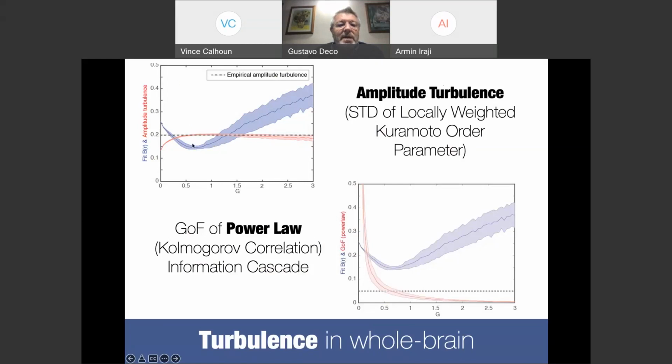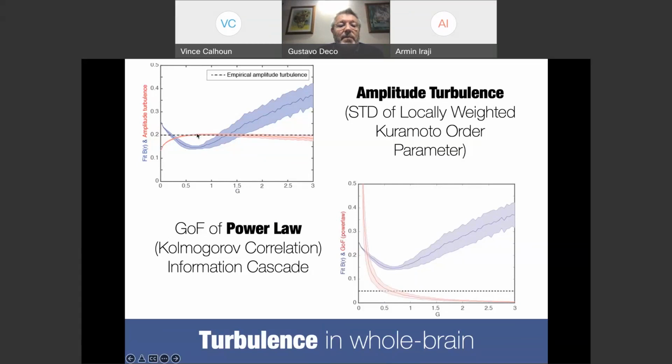Now, the interesting point is turbulence, and this is reflected here with the red curve. In fact, we are using exactly the same measure that we used for analyzing the empirical data. I am showing here just the mean value of the empirical data, as you remember, very near to 0.2. But now we calculate the level of turbulence, namely the variance of the local Kuramoto order parameter of the model, for all possible points, for the working point and for all the other points. And what we see is that at the working point, so when we have here the minimum, we have a perfect fitting of the empirical level of turbulence. So the level of turbulence of the model is naturally, of course, fitting the level of turbulence of the empirical data, which is nice.